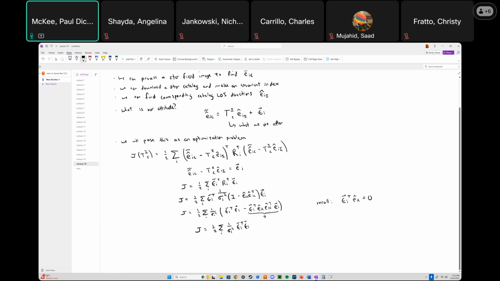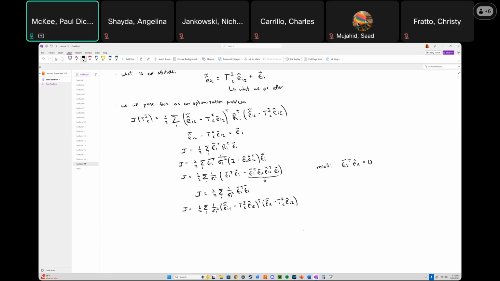I'm going to resubstitute the full thing back in because we're building towards an equation which we're about to box and give it a name. So J is 1/2 the sum over all i of 1 over sigma i squared, and then we've got (e_i^C minus T_I^C e_i^I) transpose times (e_i^C minus T_I^C e_i^I).